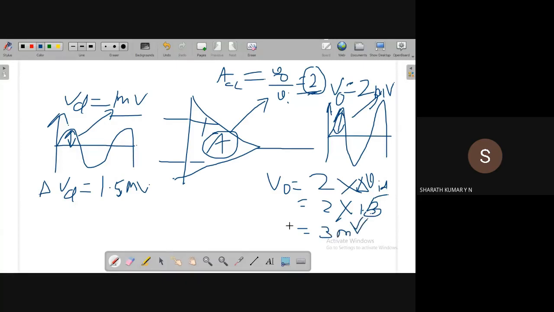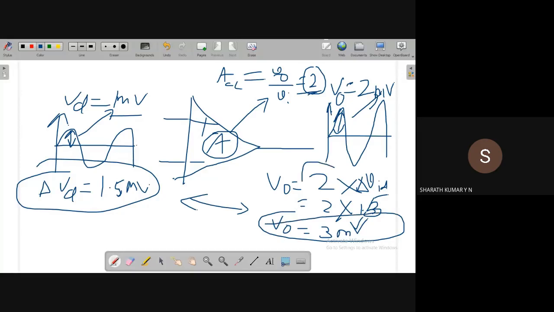That means, guys, what we understand from this example is that a small change in the input voltage leads to a small change in the output voltage, depending on the gain. This can be 2 or 5, 10, whatever it is. This is just an example. To have this kind of controlled environment, we have to have what is known as feedback.